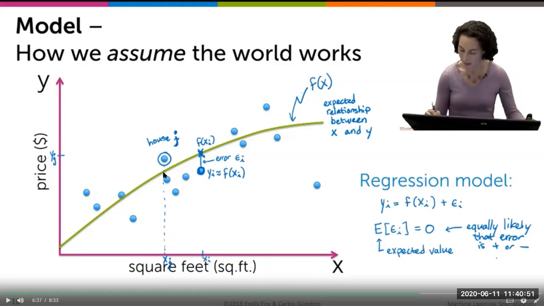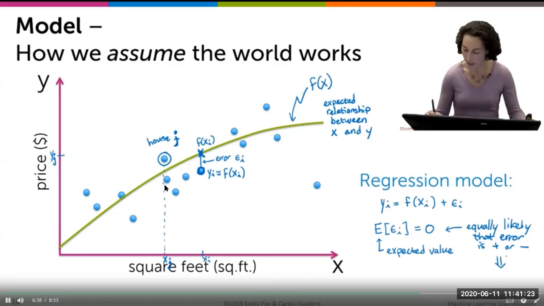So in other words, once we identify here's a square foot, and here's an area, we predict that it's going to be on the green line, but we recognize there's going to be an error, and that error could be positive or it could be negative. In this case, it's positive. And what we're saying is it's equally likely that it will be positive or negative. That's part of the assumptions of this procedure. That the error is equally likely to be positive as it would to be negative.